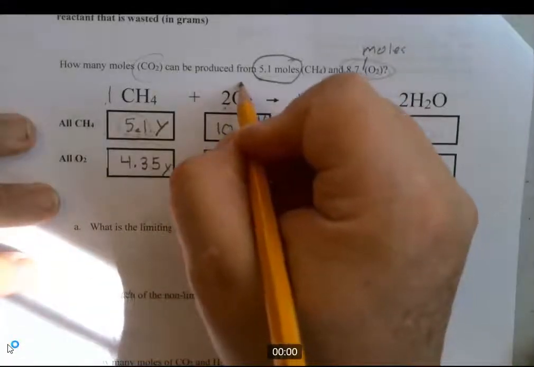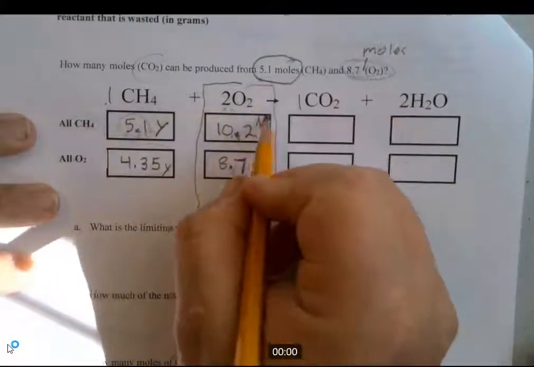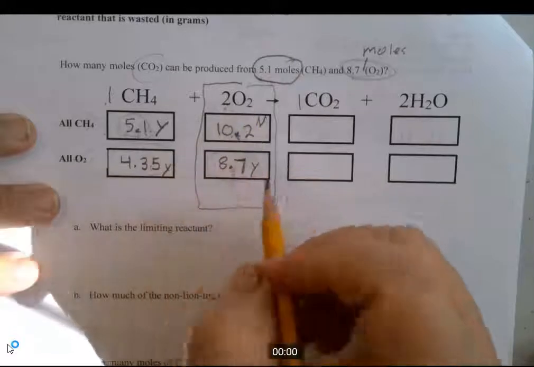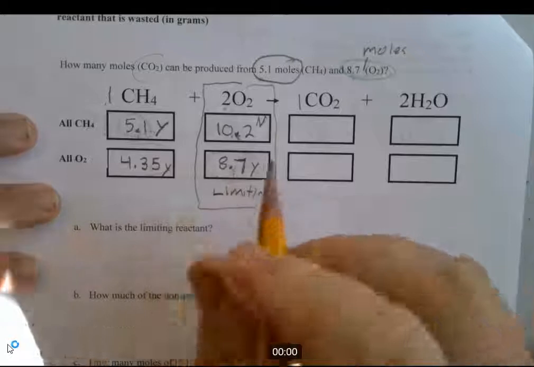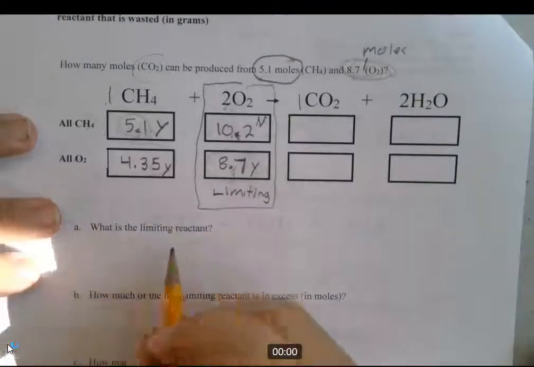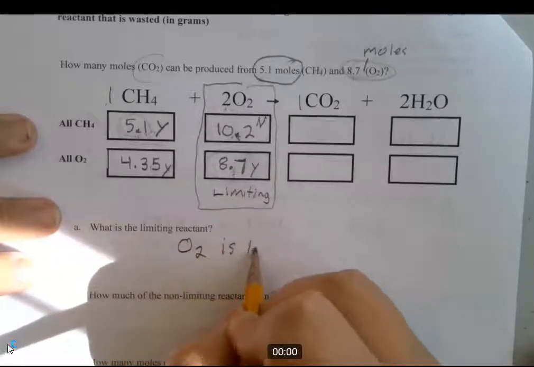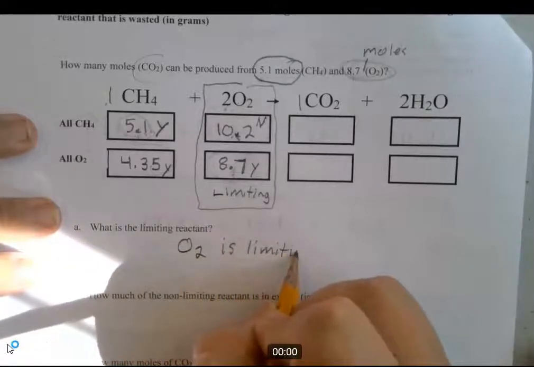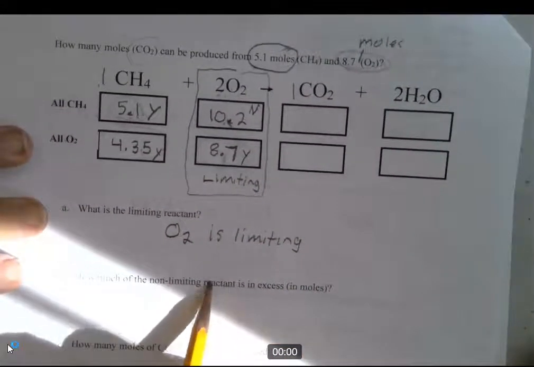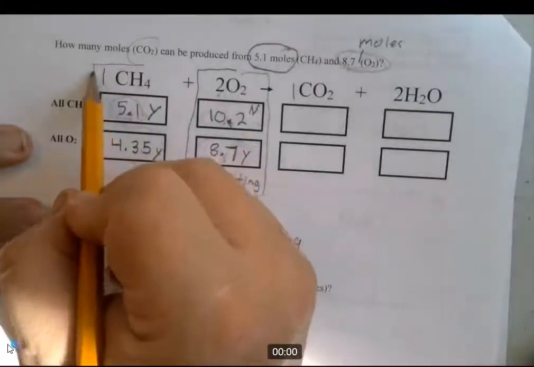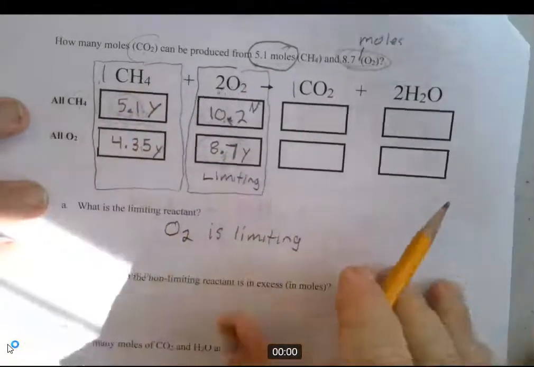Now the limiting reactant is this one, the one that has the no in the column. So the column that has the no is the limiting. So I'm going to write this shorthand. I'd like you to write full sentences. It's O2. O2, and I'll write a short sentence, is limiting. Okay. How much of the non-limiting reactant is in excess? Well, the non-limiting, this is the excess. The other one is always the excess.